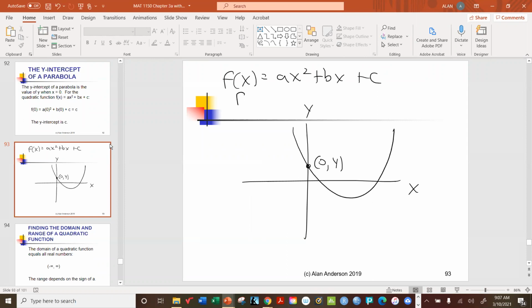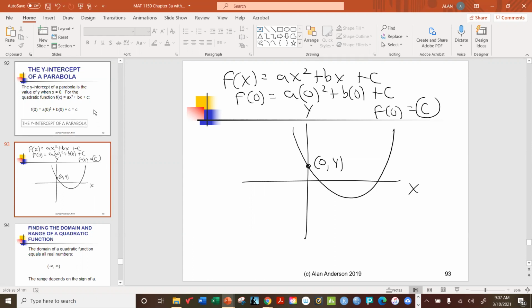So watch what I can do. I can evaluate this function where x equals 0, and I'll get my answer. So the c is my vertical intercept, or y-intercept. All right, so for this last equation, for example, remember we discovered this is y equals x squared plus 2x minus 35.